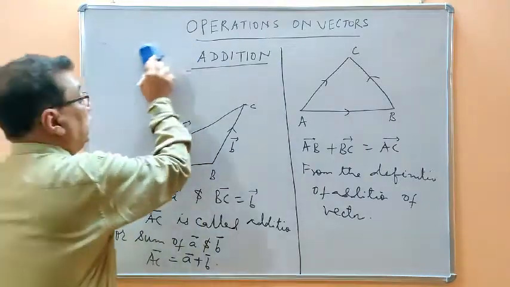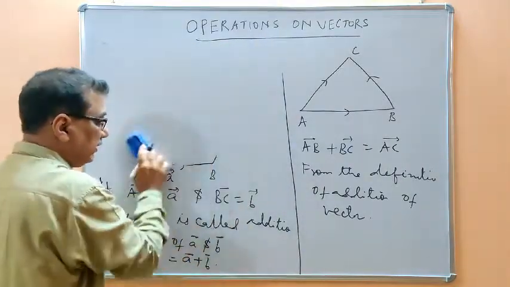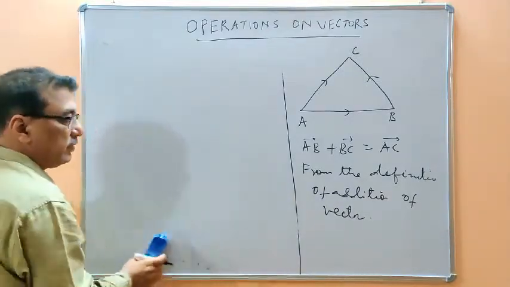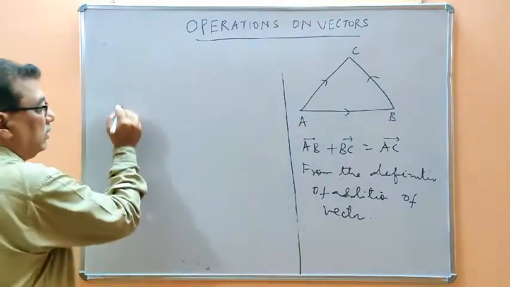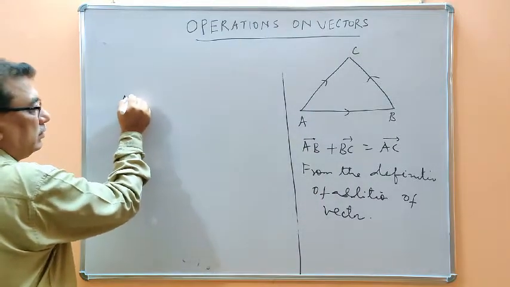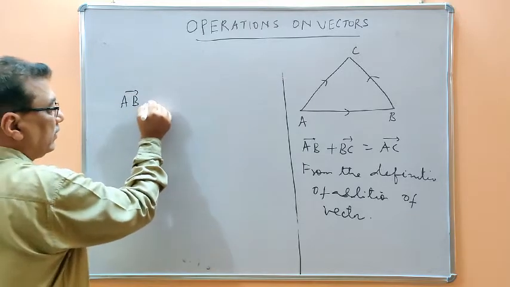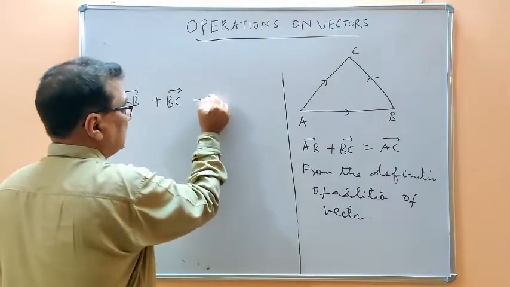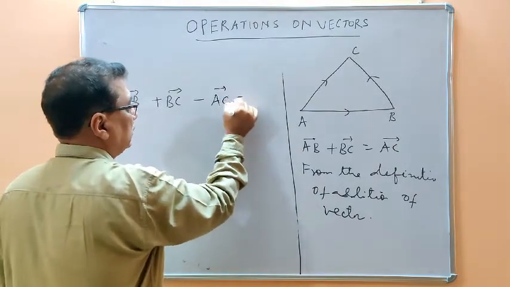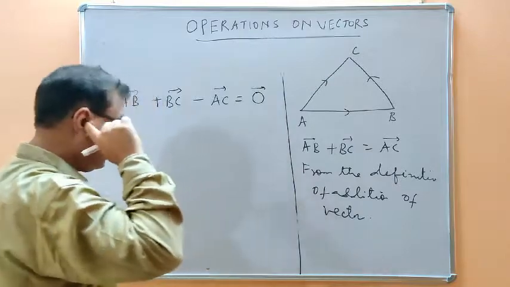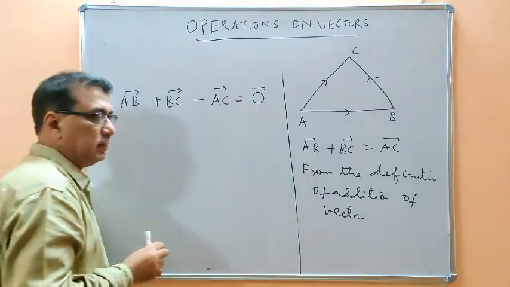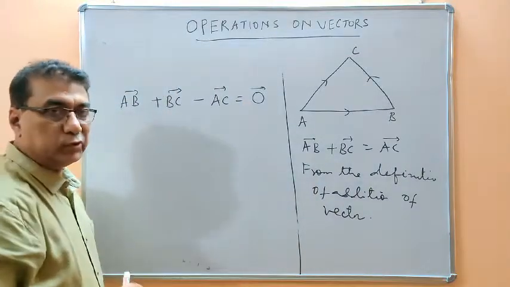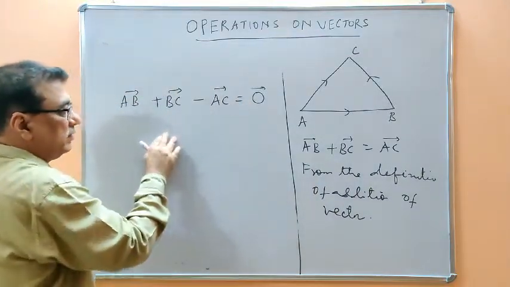Now, if we manipulate this result a little bit, then we can write it as AB plus BC minus AC is equal to 0 vector, because we know that the sum of two vectors is always a vector, so it cannot be absolute 0 or a real number, it is a 0 vector.